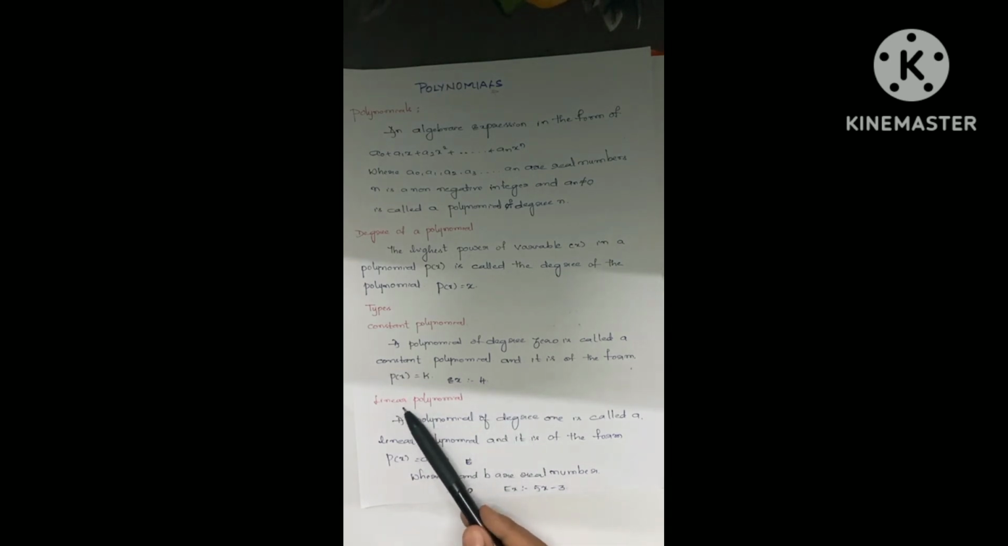So next type is linear polynomial. A polynomial of degree 1 is called a linear polynomial and it is of the form p of x equals ax plus b. Here a and b are real numbers and a is not equal to 0. Example for linear polynomial is 5x minus 3. Here x power is 1 and its degree is 1.